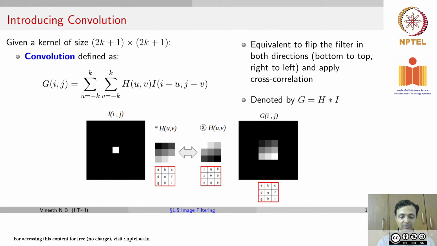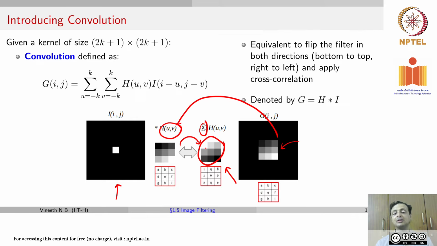The same example now. You have the impulse signal, you have your filter H of uv. You're going to double flip it now, which means your double flipping is going to result in this filter on the right. Now you perform a cross correlation with this double flipped filter, and you'll end up getting this as the output. But the output now is the same as the filter that we gave as input to the operation.